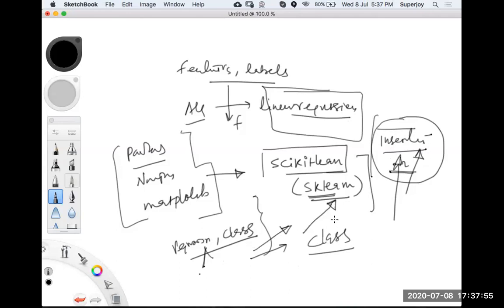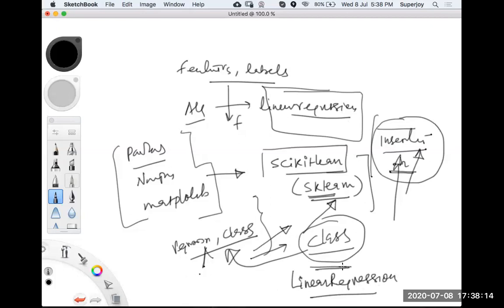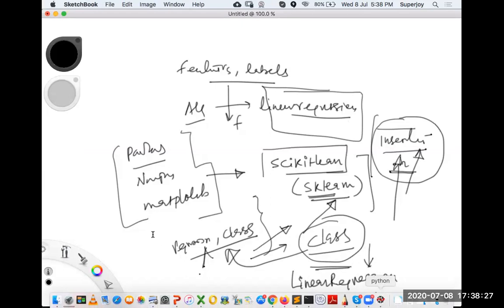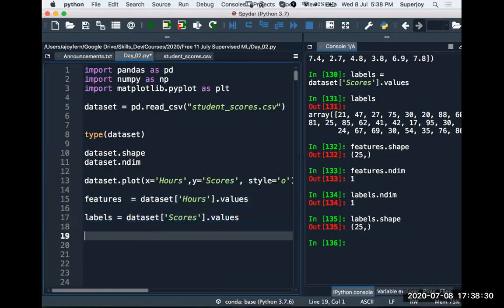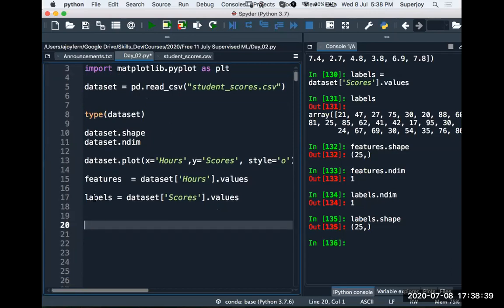Scikit-learn contains a class for every algorithm that we are going to discuss. Similarly, the scikit-learn library also has a class with the name linear regression. A class uske paas hai linear regression ke naam se. That class has the implementation of linear regression. We can directly use this class and solve our problem. So now, guys, are you clear that I have introduced one more library for you? The name of that library is scikit-learn, and in code we call it sklearn.